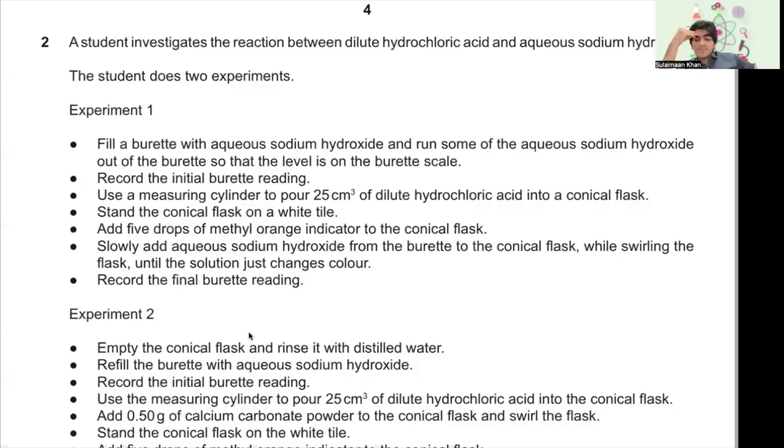Will you explain delivery of gases? I'm explaining the major chunks.